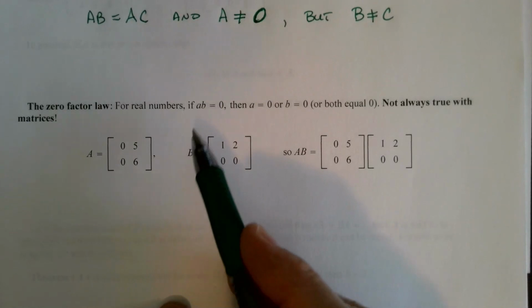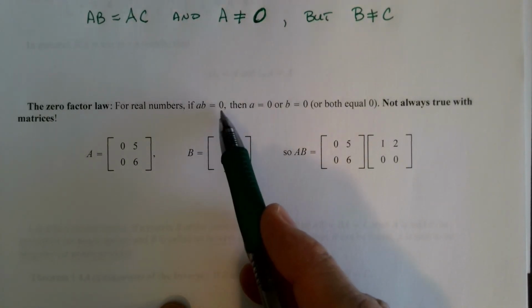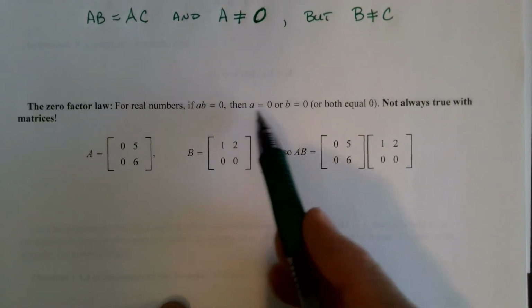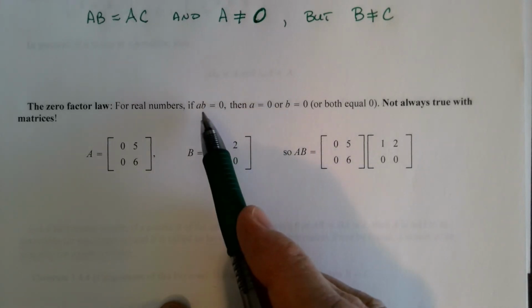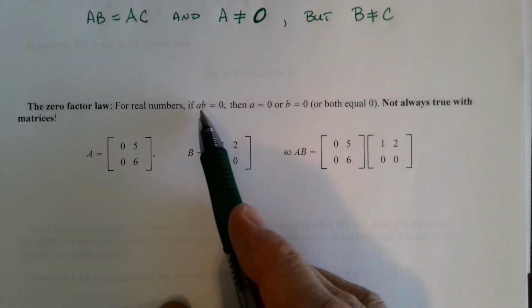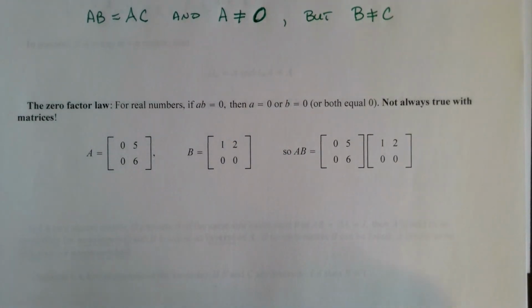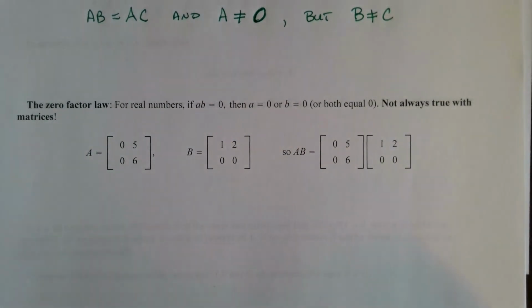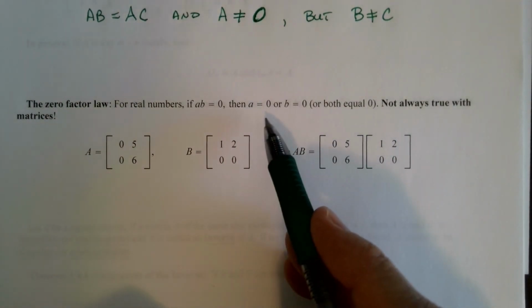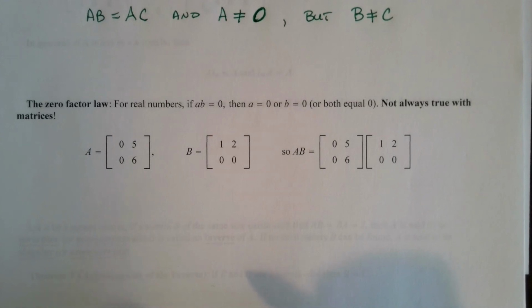The zero factor law. For real numbers, if I have A times B equals 0, then either A is 0 or B is 0, or both. If you have a product of two numbers that equals 0, at least one of them has to be 0. We use this all the time in solving equations by factoring. If I have something, I factor it, set each factor equal to 0, and I can solve that equation. It's not always true with matrices.